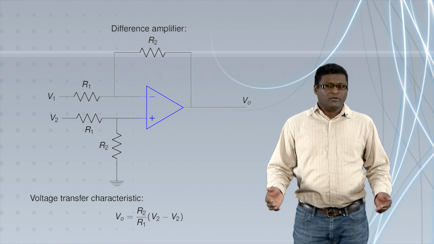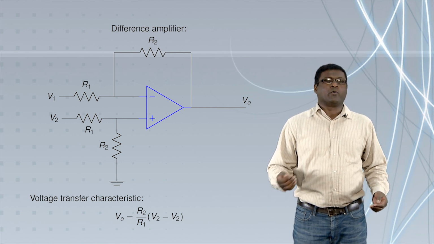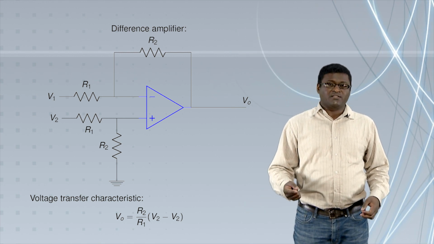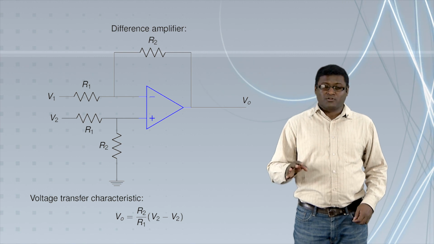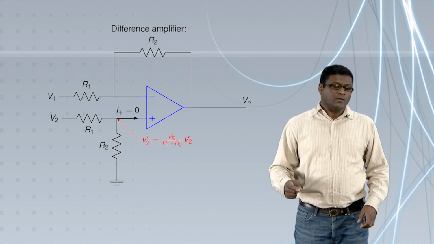This means the voltage drop across R2 will be equal to R2 over R1 plus R2 times V2. Okay, and this will be the voltage at the non-inverting pin. Let's call that V2 prime. Now let's call the voltage at the inverting pin V1 prime.